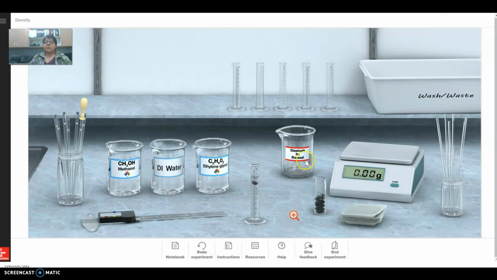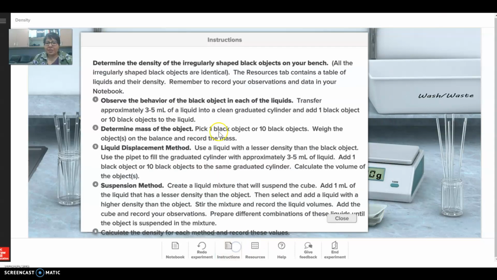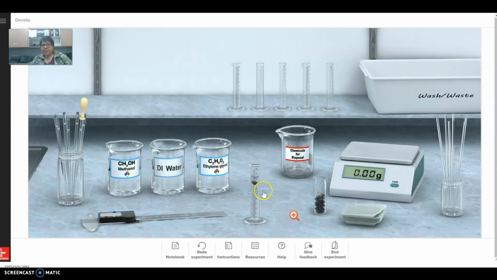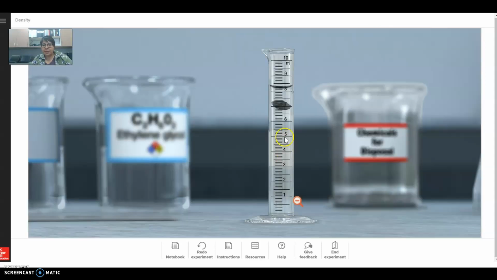So again, don't just goof around like I was doing. Follow the instructions that are in the lab, but I wanted you to see that depending on what you're putting inside the graduated cylinder, your object may sink, it may float, or it may be suspended. See how it's not floating at the top, but it's actually not sunk at the bottom? This would be an example of a suspended sample.